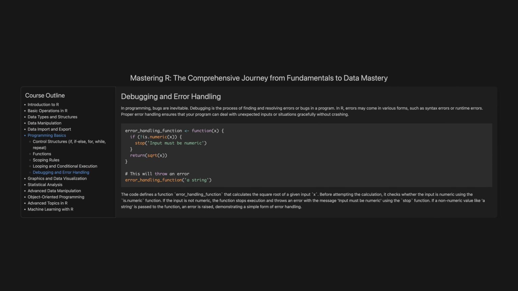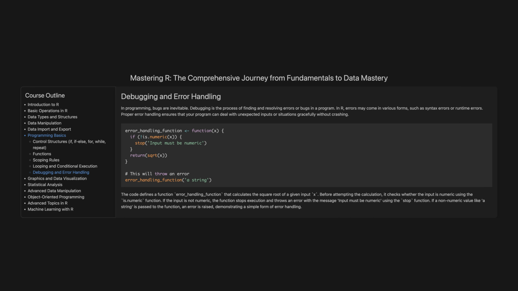Debugging and error handling. In programming, bugs are inevitable. Debugging is the process of finding and resolving errors or bugs in a program. In R, errors may come in various forms, such as syntax errors or runtime errors. Proper error handling ensures that your program can deal with unexpected inputs or situations gracefully without crashing.